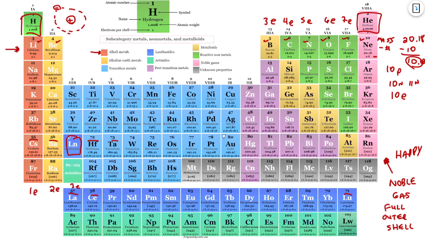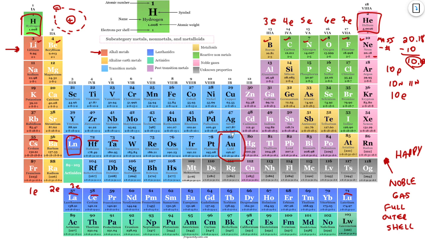Here's a nice one to point out. This is number 80. It has 80 protons. Its symbol is Au, which is short for aurum, which means gold in Latin. This is gold right here. You can see it has an atomic mass of 196.97. Let's round that to 197. And that's its atomic mass, the number of protons plus the number of neutrons.